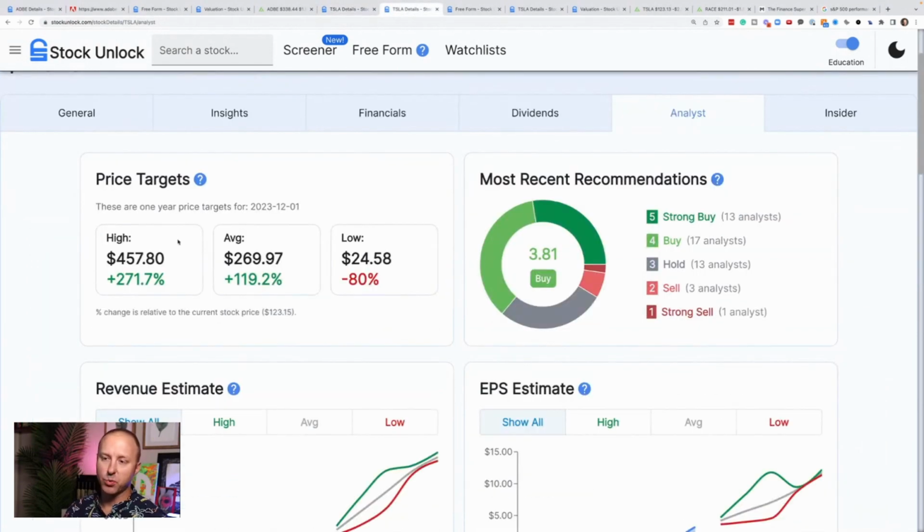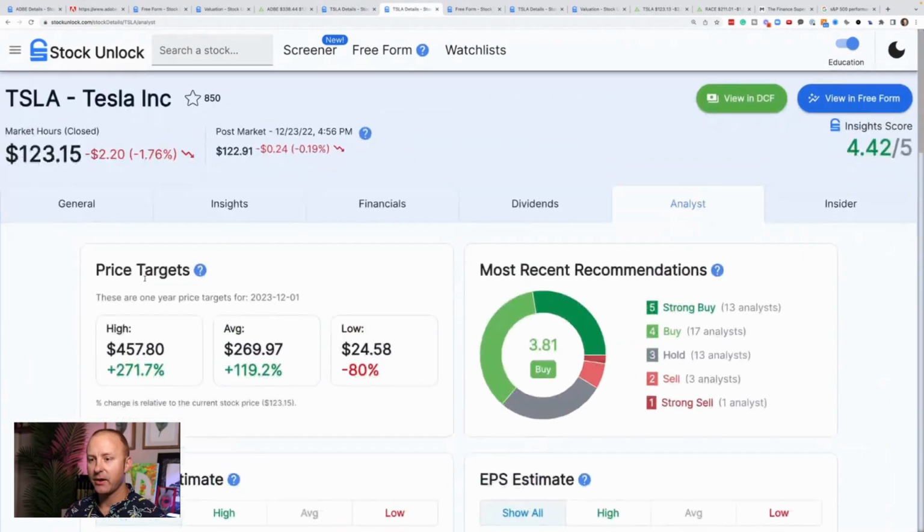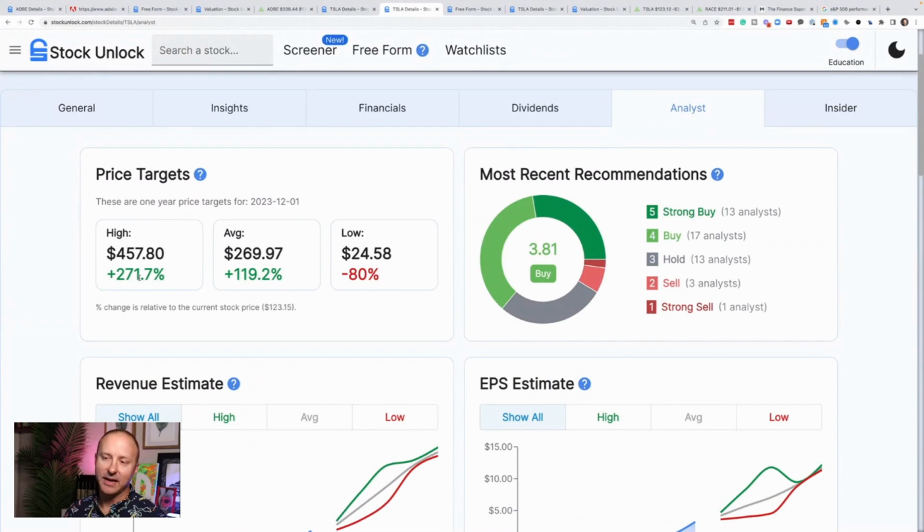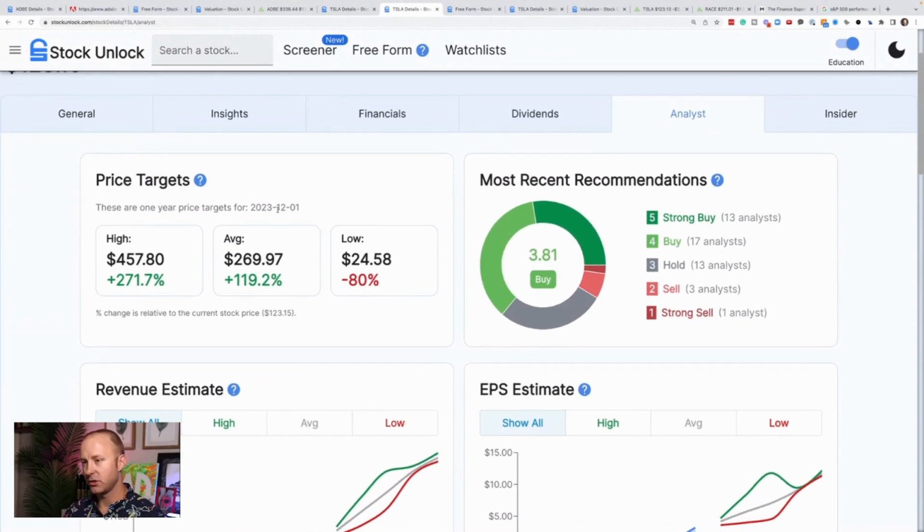We jump over to analyst price targets. The high right now is 457. I think that's completely unrealistic by 2023, by December 2023. The average is 269. I think that's more realistic, but I still don't expect to get there by 2023. And then the low is 24. I also actually think that is unrealistic too, right?